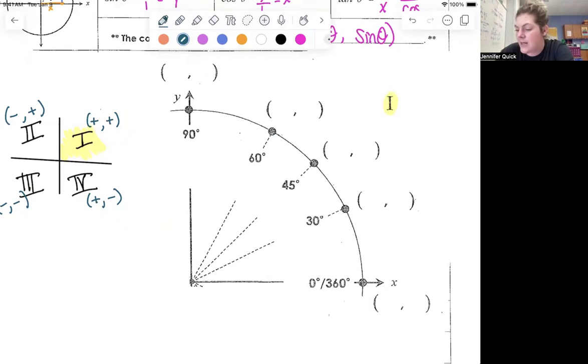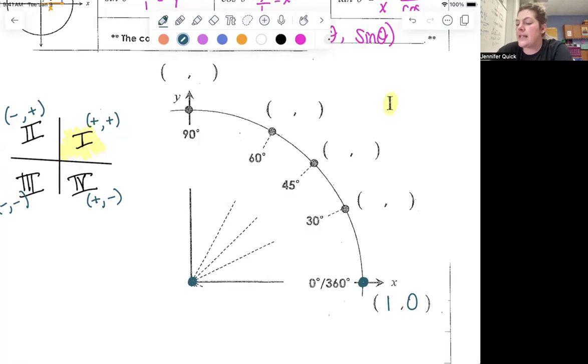If I start at the origin right here, and I go to this point right here, that's at 0, or 360 degrees, right? Because it's 0, that's my initial side. If I go all the way around the circle, that's 360. This coordinate would be 1, 0, because my circle has a radius of 1, and then I go up none.